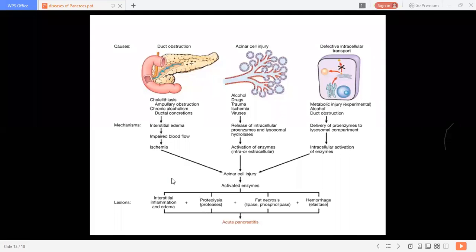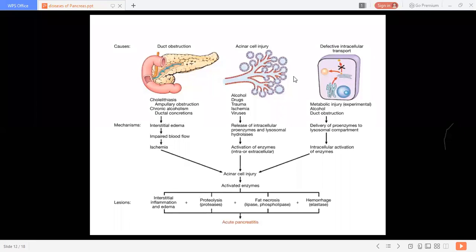Okay, so again we will discuss the etiology. Who wants to tell the etiology? Four types. Yes, etiology: metabolic, mechanical, vascular, and infectious. Yes, there are four types: metabolic, mechanical, vascular, and infections.